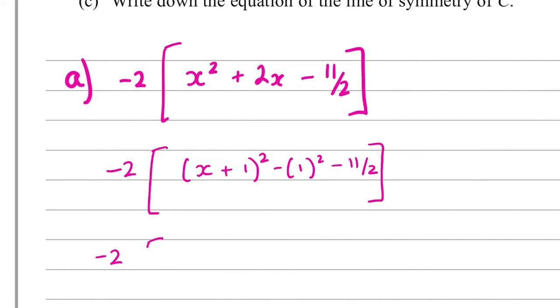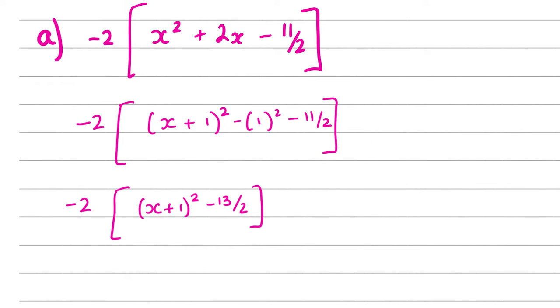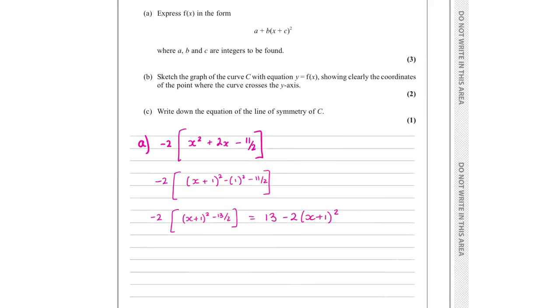It's going to give me minus 2 lots of x plus 1 squared. Minus 1 minus 11 over 2 is minus 13 over 2. Then we're going to multiply everything through by negative 2. So we're going to have positive 13 minus 2 lots of x plus 1 all squared. And there we have it. We've completed the square.